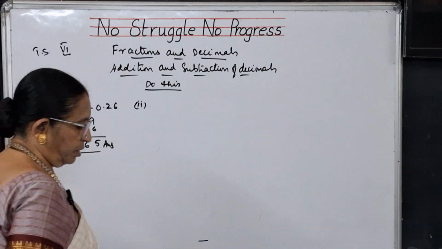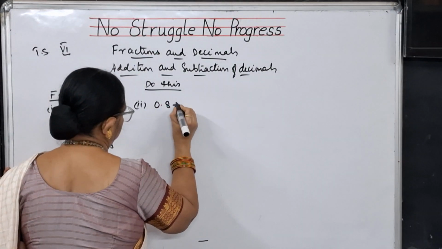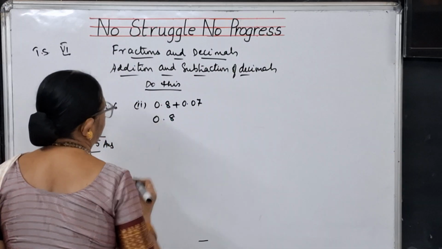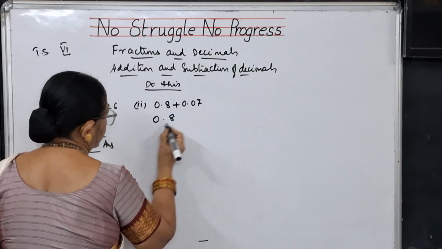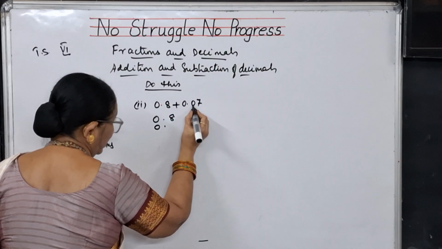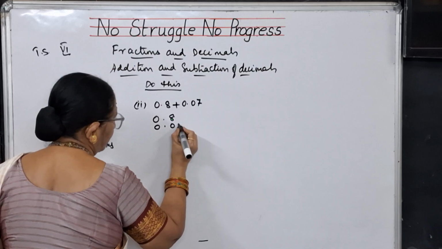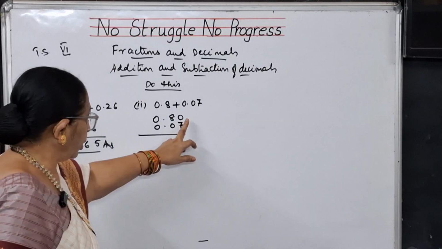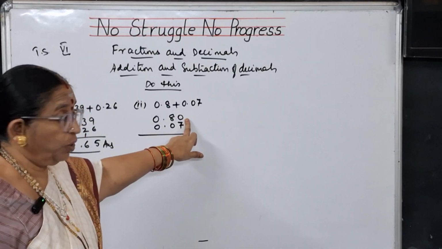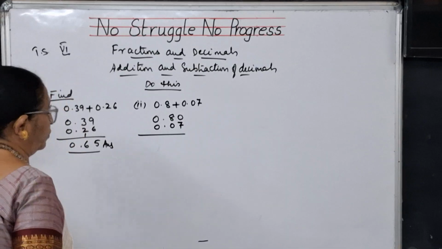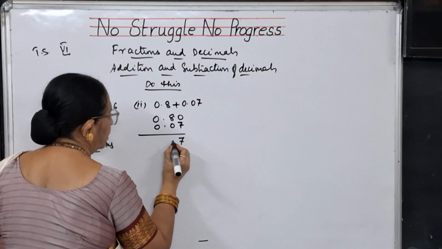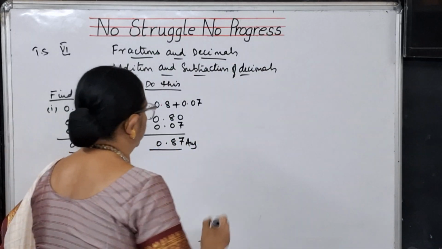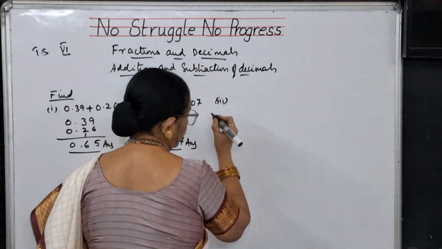And the second bit, 0.8 plus 0.07. Again you see, I have written 0.8, so this decimal I have written here. This 0 I have written here. This tenths place should come here, and this 7 should come here. After it, if there is no number, you can take 0. There is no problem if you take 0, because there is no value for this 0. For your convenience you can take it. So 7, 8, 0.87 is your answer.